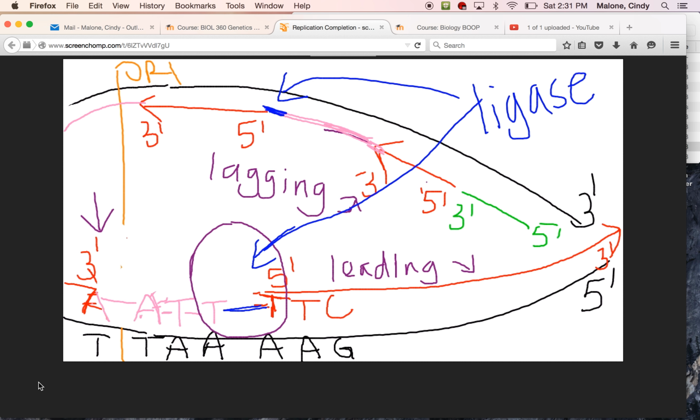Right, and if you're wondering, which I didn't mention before, the Okazaki fragments are essentially a primer and the DNA that's extended from it. That would be what we'd call an Okazaki fragment.